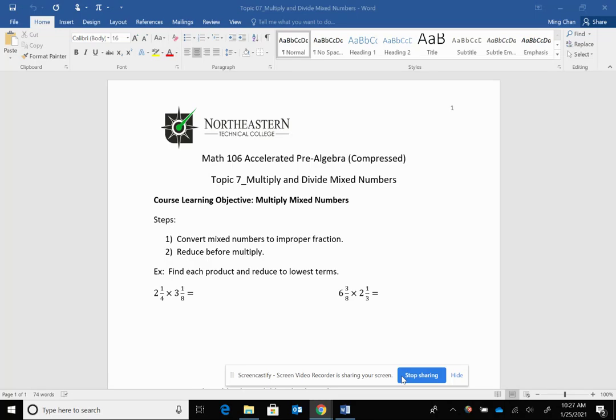Hey everybody, welcome to topic number 7, multiply and divide mixed numbers. So when it comes to multiplying and dividing mixed numbers, the very first thing we've got to do is convert mixed numbers to improper fractions. Once we convert them into improper fractions, it becomes a regular multiplication of fractions, where we're going to reduce before we multiply.